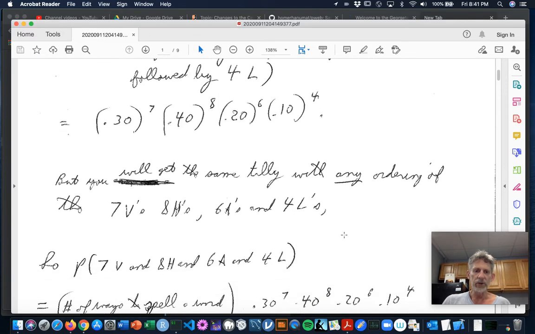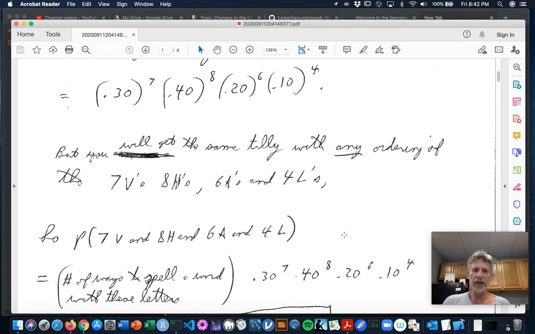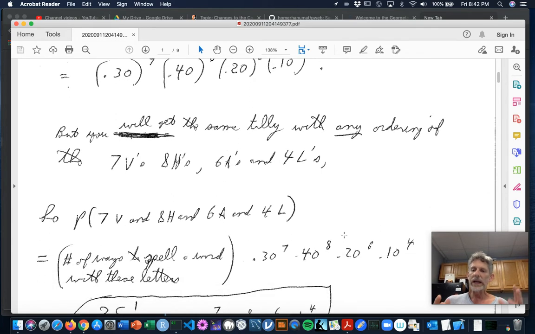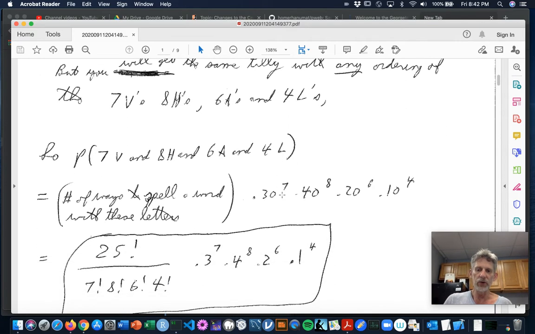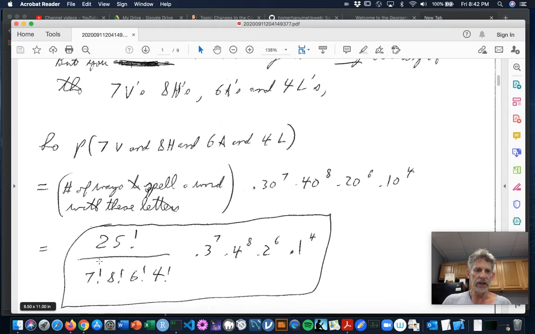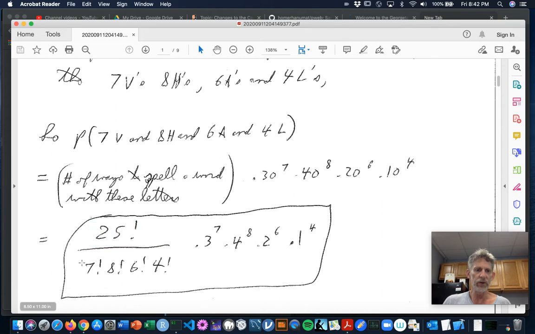So what you really have to do is multiply that probability by the number of ways to rearrange 7 V's and 8 H's and 6 A's and 4 L's. That's the problem of how many ways there are to spell a word with those letters, and we have figured out how to do that in the past. There's 25 total letters here, and so the number of ways is 25 factorial over the correction that you do for rearranging each of the letters. So multiply that by this and you're done.